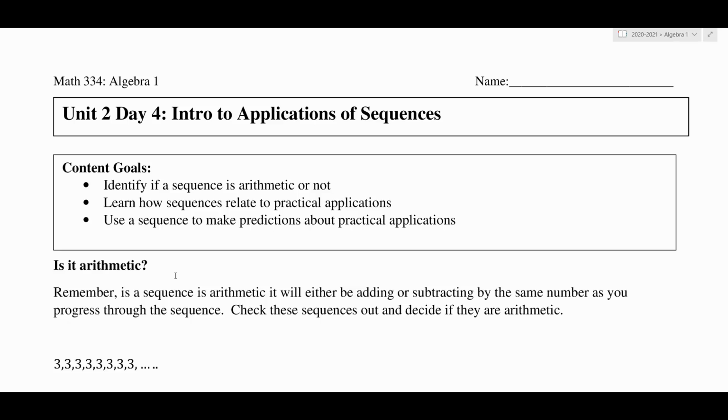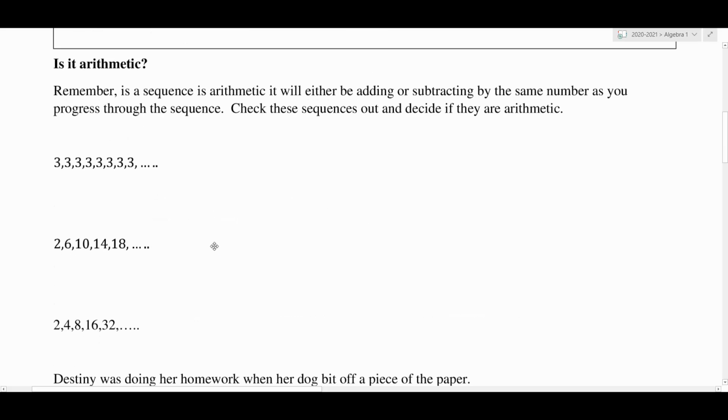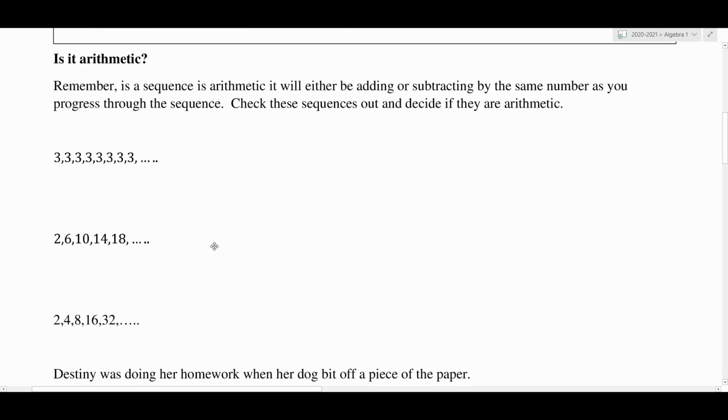All right, so let's talk first about whether or not something is arithmetic. So last week we talked about the definition of an arithmetic sequence being a sequence that adds or subtracts by the same number as you progress through the sequence. Okay, so when you look at a sequence, the first thing you're going to want to find is a number that you might think is the common difference.